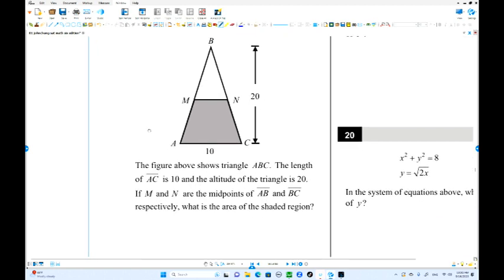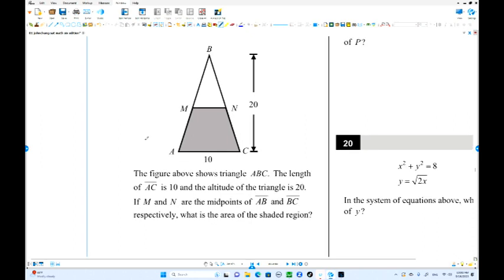The number is 17. So the length of AC is 10, height is 20. This is 20, right? So the area of this triangle is what? 10 times 20 divided by 2 equals 100. That's the area of this triangle ABC.